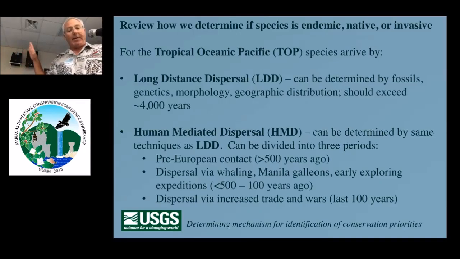And so by determining the mechanism, we can identify which species become priorities for conservation. For example, the long-distance dispersal species are the ones we really want to focus our conservation actions on, and pay a lot less attention to species that dispersed really recently.